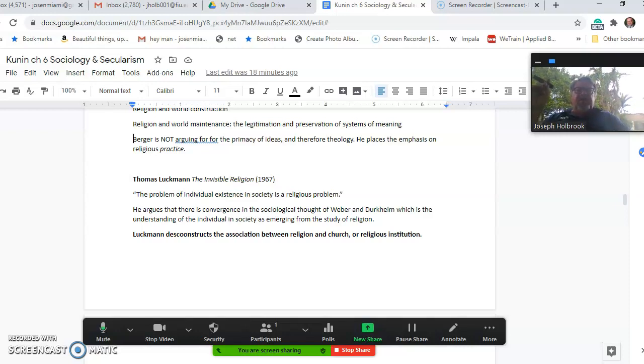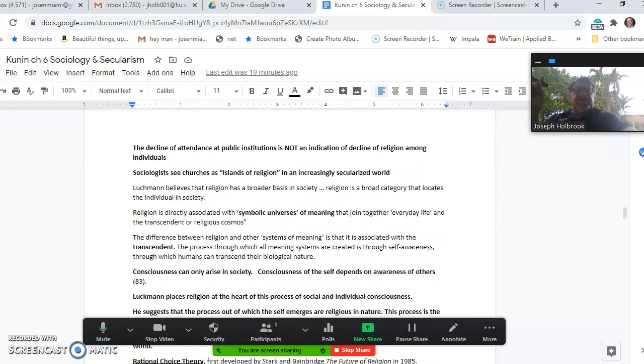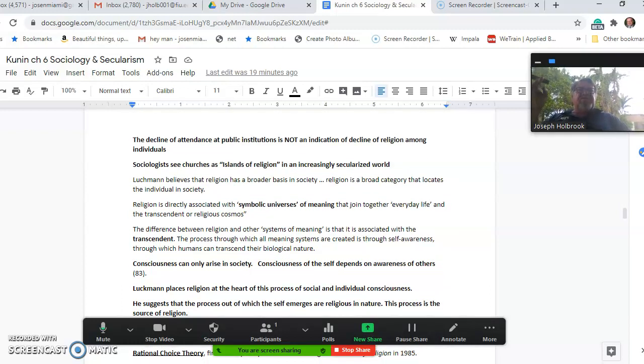Thomas Luckmann, a colleague and collaborator with Peter Berger, wrote The Invisible Religion in the same year, 1967. Very interesting theorist. The problem of individual existence in society is a religious problem. So he argues that there's a convergence in the sociological thought of Weber and Durkheim, which is the understanding of the individual in society as emerging from the study of religion. Luckmann deconstructs the association between religion and church, or religious institutions, and he disputes the idea that a decline in attendance in religious services necessarily means a decline in religious practice or behavior or faith. So he focuses more on the individual believer than on the church structures.